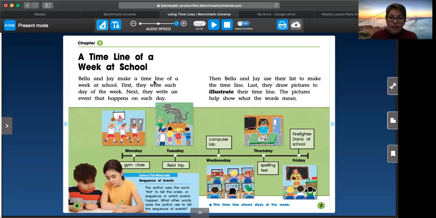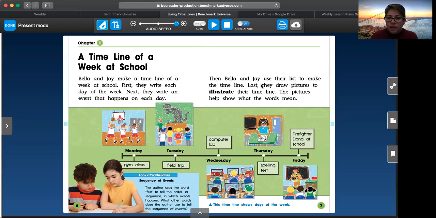Chapter 1, a timeline of a week at school. Bella and Jay make a timeline of a week at school. First, they write each day of the week. Next, they write an event that happens on each day. Okay, so here is Bella and Jay. And first, they write the day of the week, Monday, Tuesday, Wednesday, Thursday, and Friday. Next, they write what happens. So on Monday, they go to gym class. On Tuesday, they had a field trip. On Wednesday, computer lab. On Thursday, they had a spelling test. And on Friday, they had a special visitor, firefighter Dana at school.